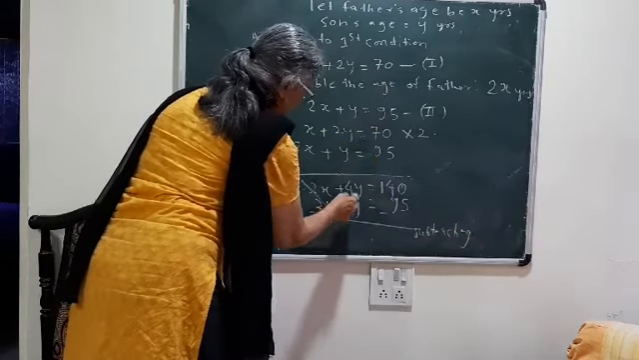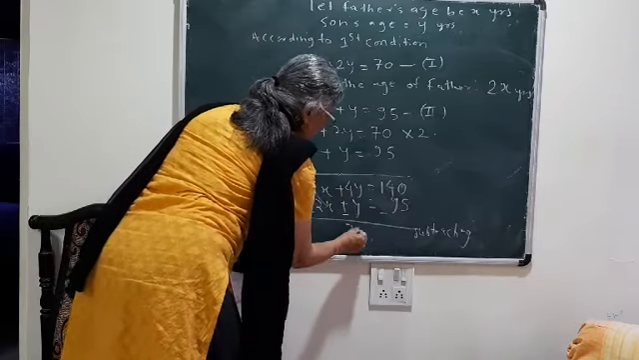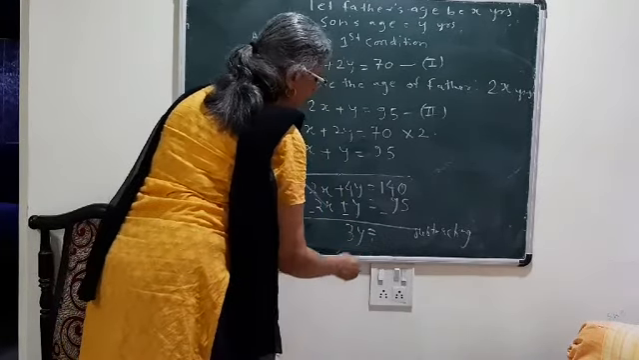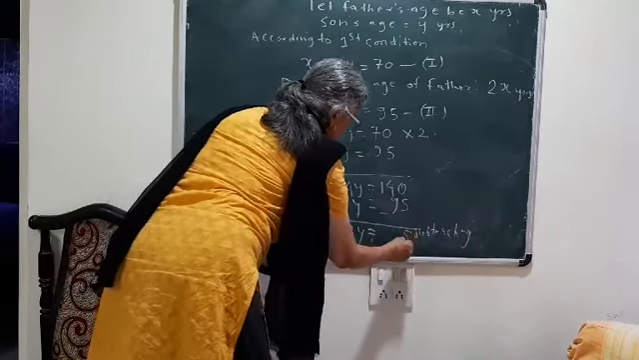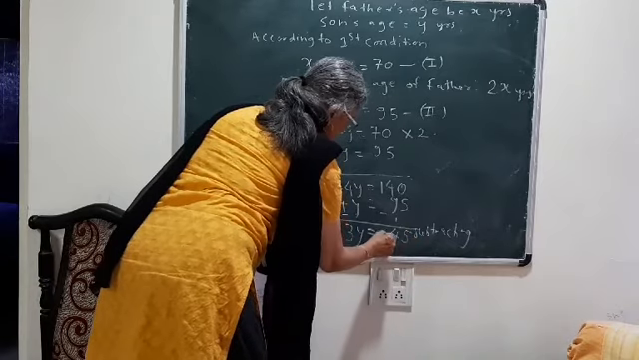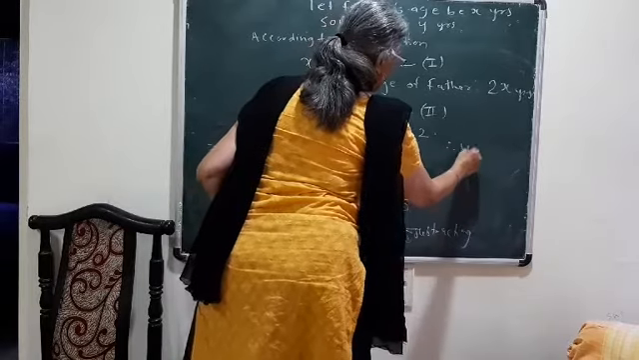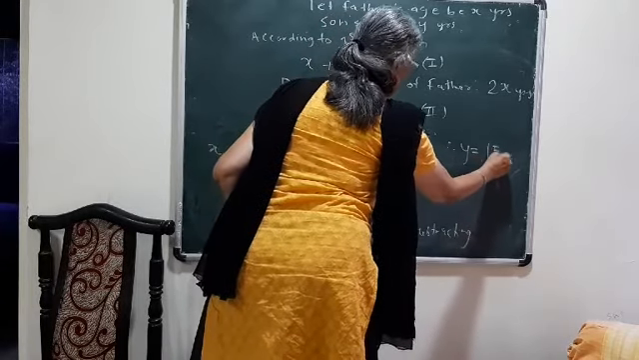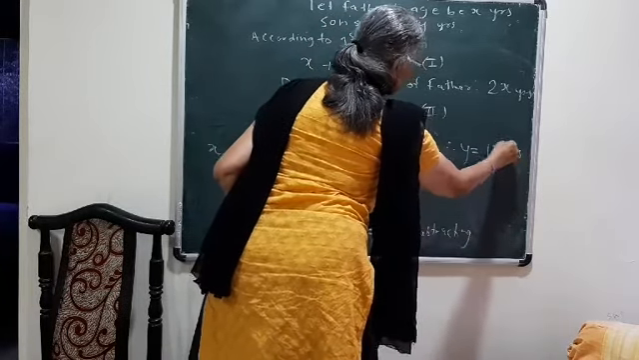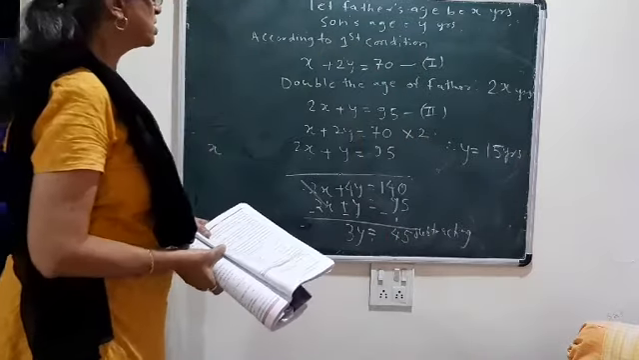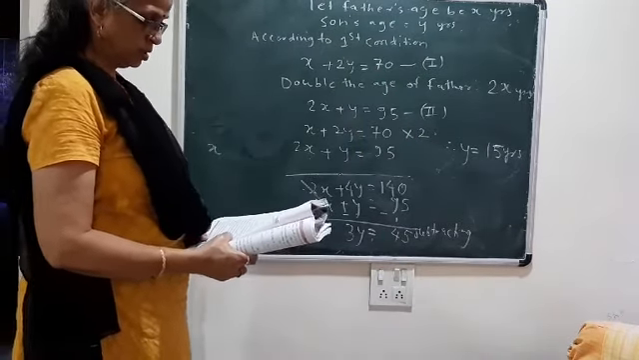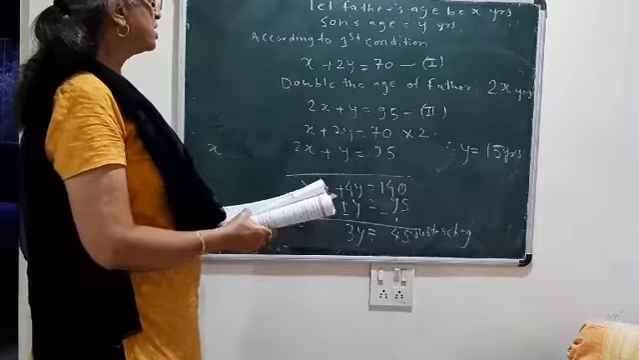So subtracting, 2x will get cancelled. 4y minus y is 3y, and 140 minus 95 is 45. So how much will be y? Therefore, y is equal to 15 years. Whose age have we considered y? Son's age. They have asked the ages of both.